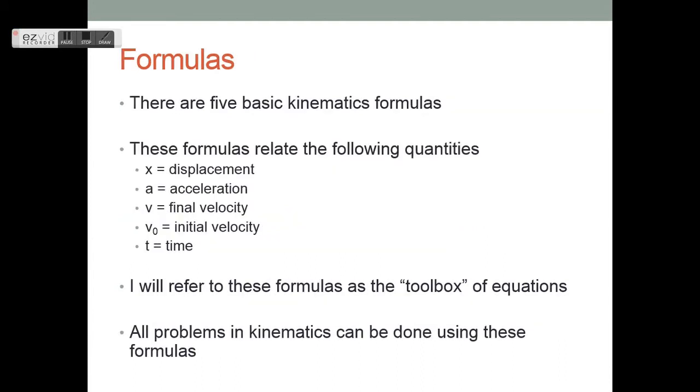The main goal of this lesson is to come up with 5 basic kinematic formulas. And these 5 formulas relate the following quantities to one another. Displacement, how far am I away from where I started? A, the acceleration. V, the final velocity of my object. V0, the initial velocity of my object. And t, the time it took me to travel.